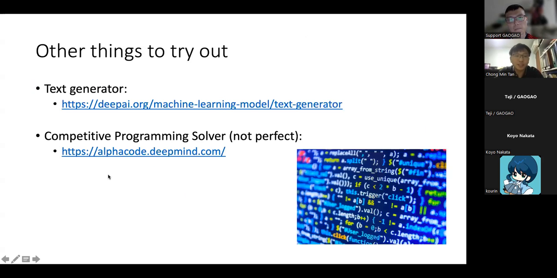Maybe the next one. We do have text generators, and DeepMind tried to use one to solve competitive programming problems. AlphaCode. It's not perfect. You can see it yourself. I won't be going through it today, but basically there are things that people have tried out. But if you want to use it for more commercial applications where accuracy is important, then you wouldn't want to use GPT-3 because there's no safeguard. It will just generate based on statistics, and you don't know whether the generated text is controversial or not.